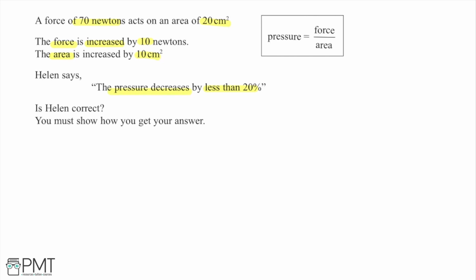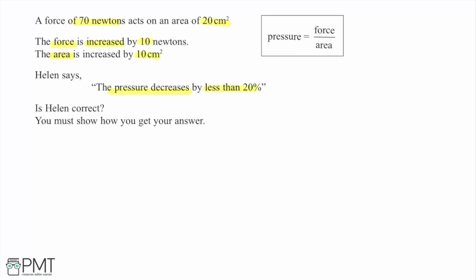So the question is worth 3 marks, so it's going to take a bit of working before we can come to a conclusion on this question. We're also given the formula for pressure, so pressure is force divided by area, and we're going to need to work with that in this question. So if we're working out a way of looking at how the two pressures relate, whether it decreases by more or less than 20%, we need to work out the initial and the new pressure.